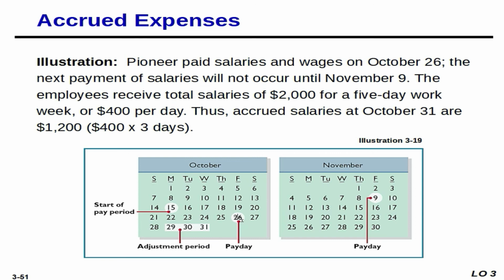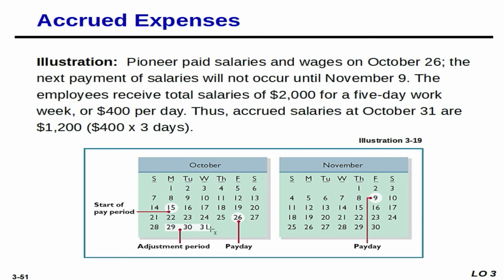Right now, we skipped the 27th and the 28th. The problem tells us it's a 5-day work week, so Saturday and Sunday, no payments there. These employees don't work on those days. Then we have the 29th, the 30th, and the 31st. That's when our period ends. Our period ends on the 31st of October. It starts on the 1st and ends on October 31st.